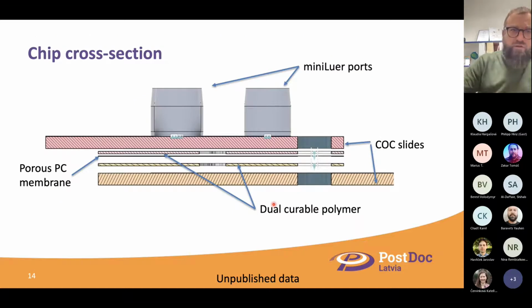And if you look into the cross section of our chip, it's nothing special. It's a COC slide, so you see, it's a specific plastic. It's not a glass, it's a plastic. And here we are using some specific dual curable polymer to form some space for cells. And between these two polymer layers, we are placing a porous polycarbonate membrane, which is a base or substrate for our cells to grow on.